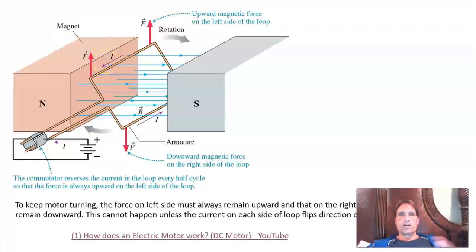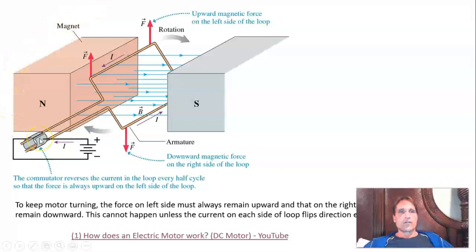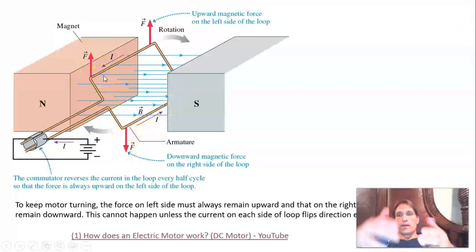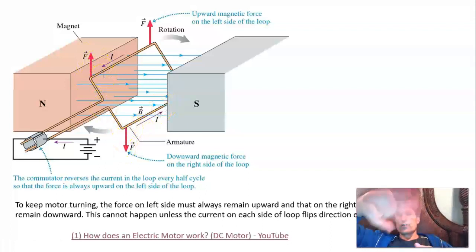so it won't turn. So what we need to do then is reverse the direction of the current every half cycle so that whatever side of the wire is up here, the current through that side is always going downward, and whatever side of the wire is down here, the current through that side always has to go upward, so that you get these force directions to stay the same, and that will cause the loop to continue to rotate in the same direction.